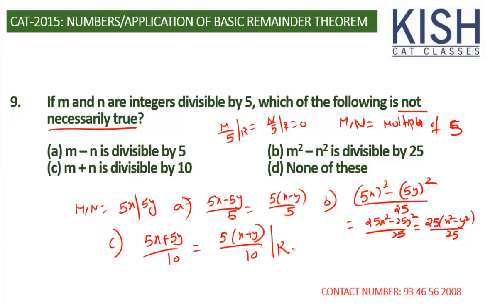In such a case, we cannot directly say that x plus y is even. If x plus y is even, we know that 5 into an even number is a multiple of 10. This is not the case. x plus y could be odd, not that x plus y is always even. So we can say that C is not necessarily true. It can be true in some cases.